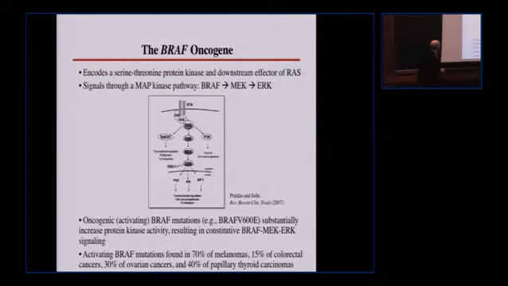BRAF is a proto-oncogene. To become an oncogene, it has to acquire an activating mutation. This predominantly happens at one position, V600E, which increases protein kinase activity and results in constitutive signaling through this pathway. The activating BRAF mutation is found in a number of solid tumors, but as I've mentioned already, it's most frequently seen in melanoma, where it occurs in about 50 to 70% of cases.